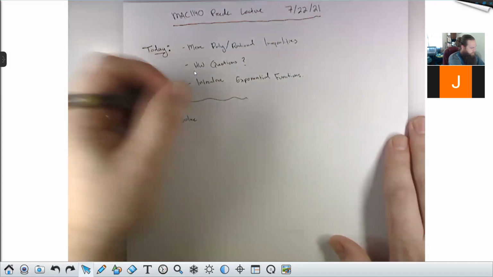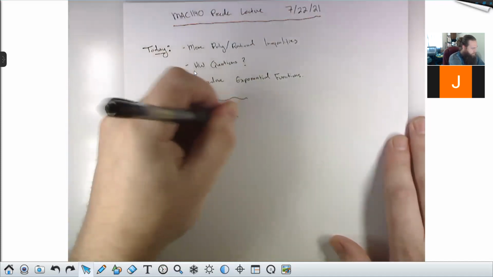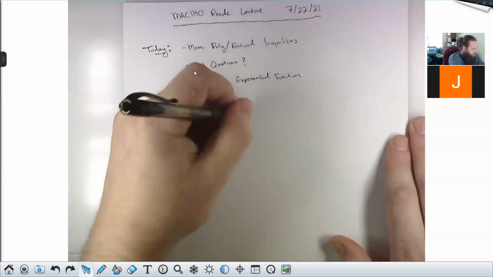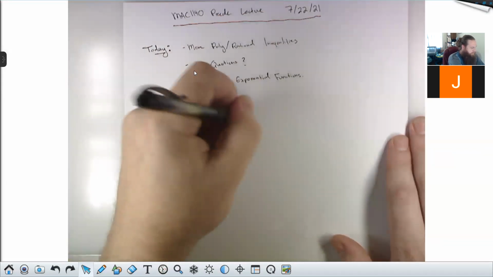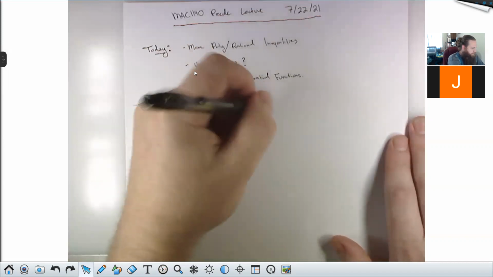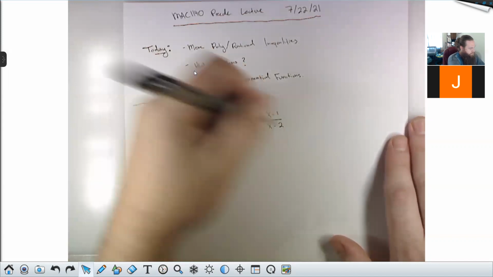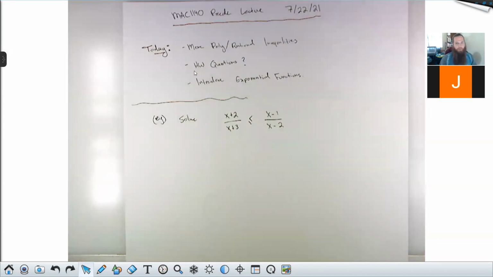Let's solve the inequality (x plus 2) over (x plus 3) is less than or equal to (x minus 1) over (x minus 2). So certainly this is a rational inequality. It's an inequality, and the objects involved are rational functions. But we're not in a position to solve it yet.